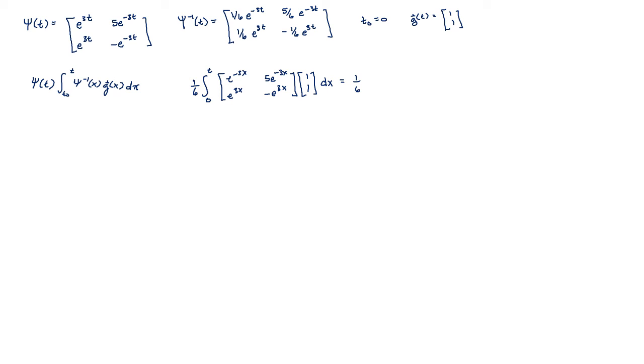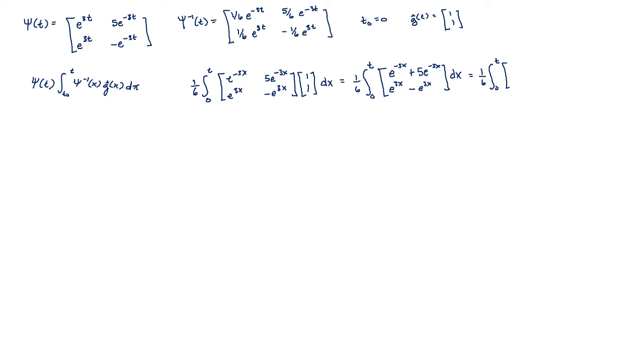So that 1/6 is going to come along for the ride on the outside, and I'm going to go ahead and multiply these two matrices together to get a vector. So e to the minus 3x times 1 plus 5e to the minus 3x times 1 is going to give me e to the minus 3x power plus 5e to the minus 3x power in the top. And then in the bottom, I'm going to end up with e to the 3x power minus e to the 3x power. And now I'm going to clean that up a little bit. I've got 1/6 times the integral from 0 to t.